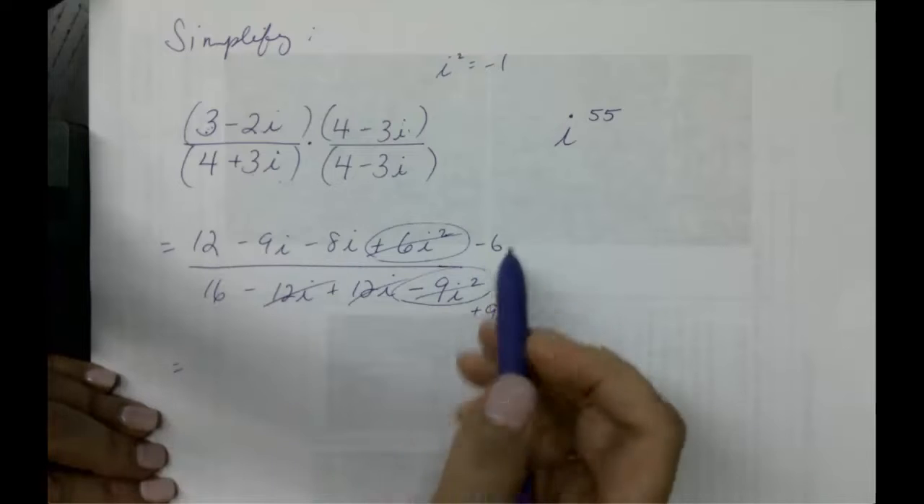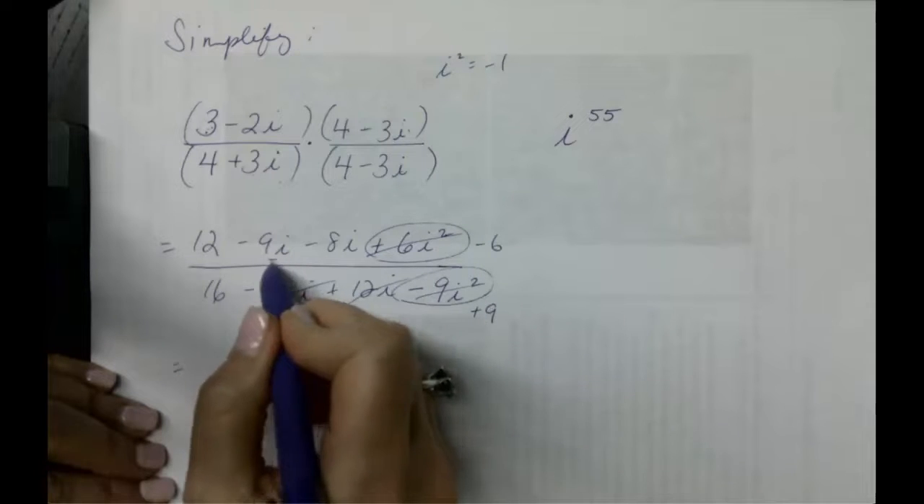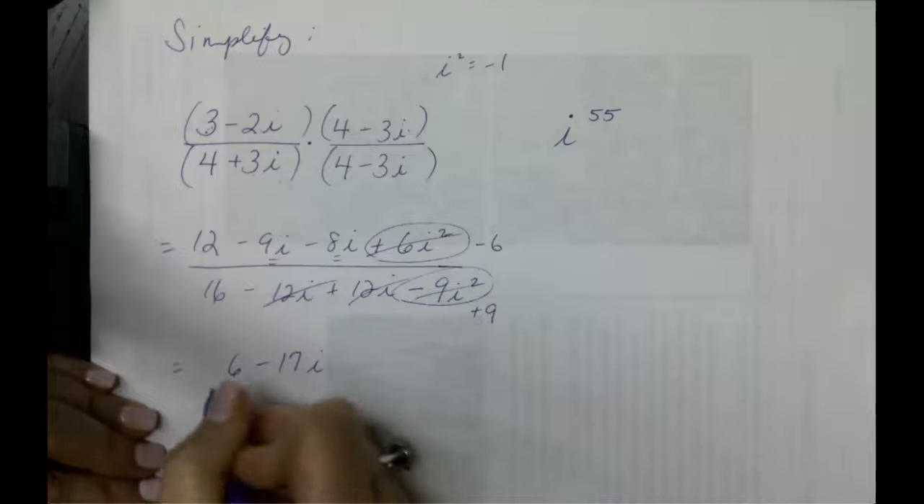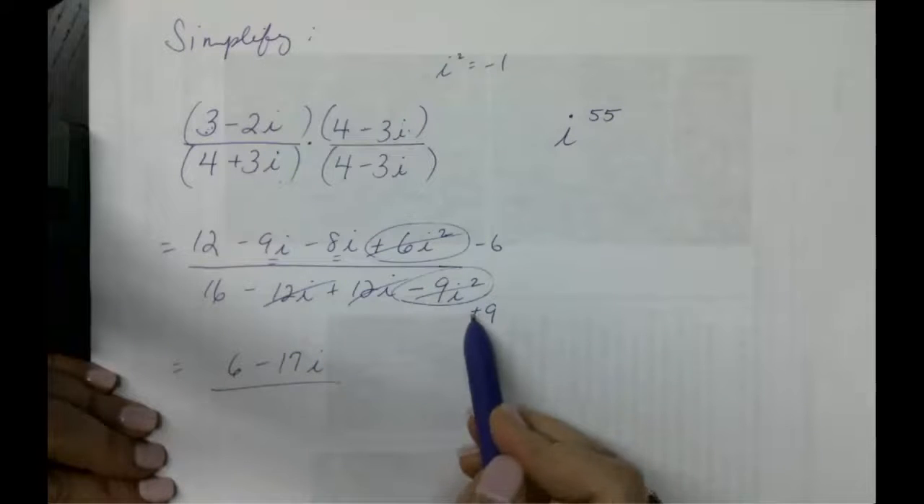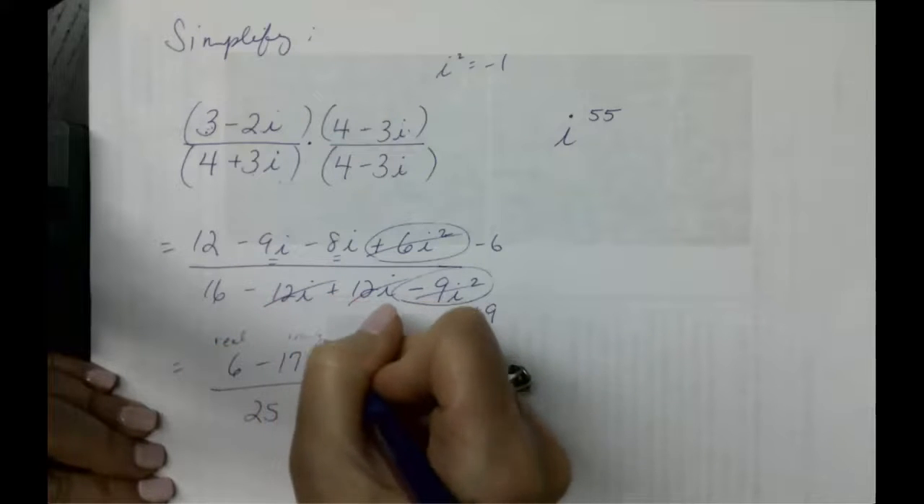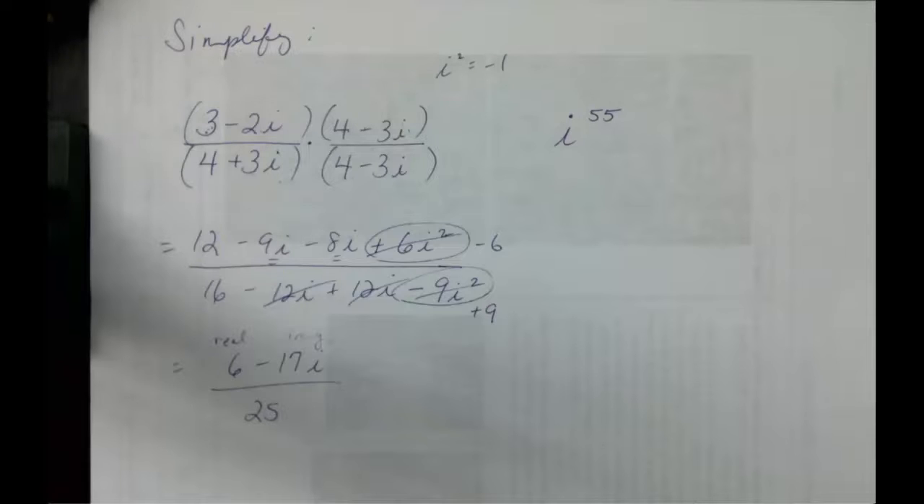So now we are able to combine like terms. So that will be 12 minus 6 is 6. -9i and -8i is -17i, all over 16 plus 9 is 25. So remember, we always put the real in front of the imaginary.